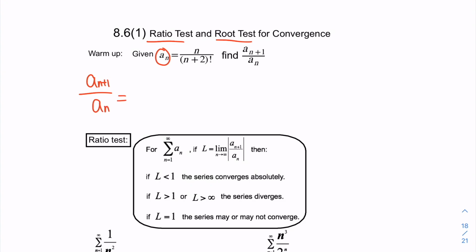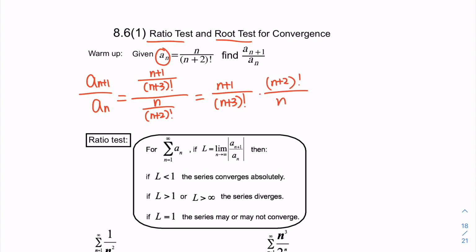In the numerator, we just replace n with n plus 1, so (n plus 3) factorial, divided by. Now we flip it, so it's (n plus 1) over (n plus 3) factorial, times (n plus 2) factorial over n. So nothing can be cancelled: these two terms will be there. However, these two, (n plus 2) factorial, will be cancelled. So we'll have (n plus 3) times n here in the denominator.